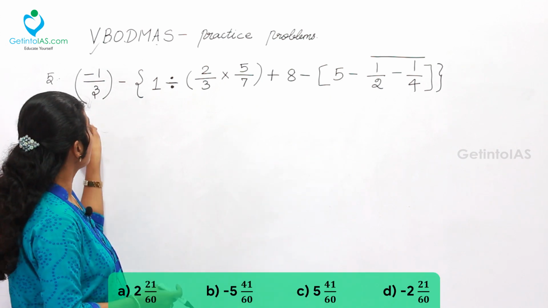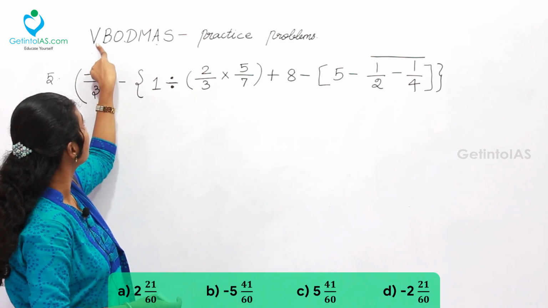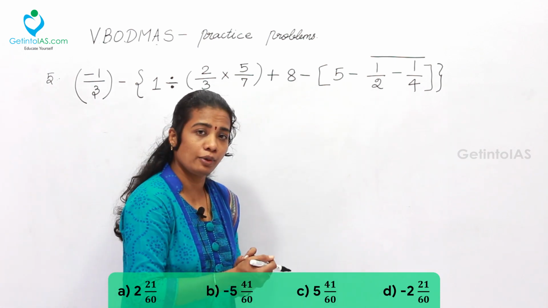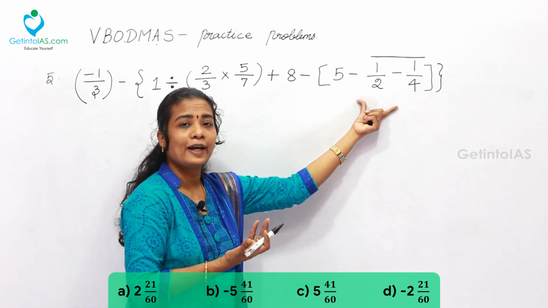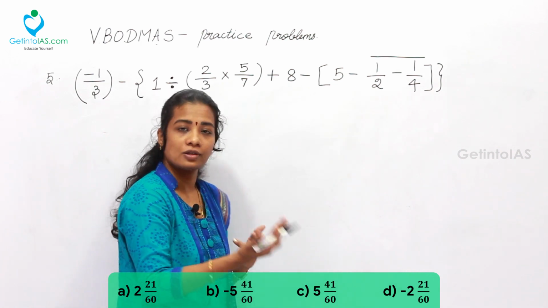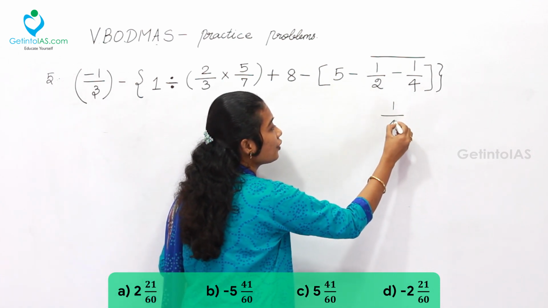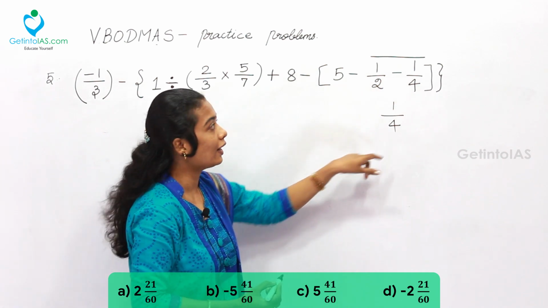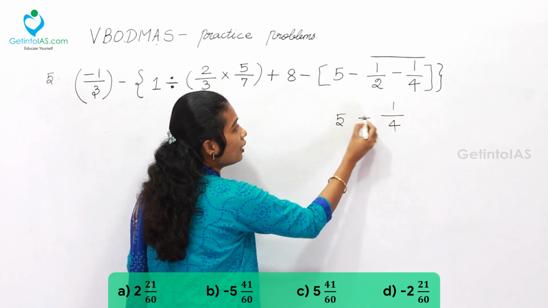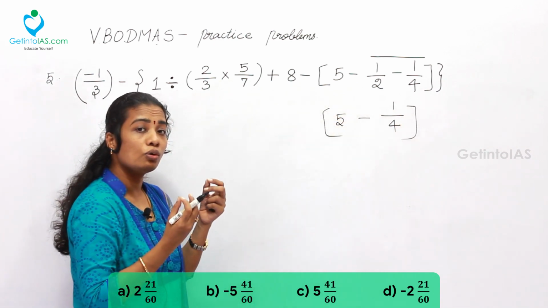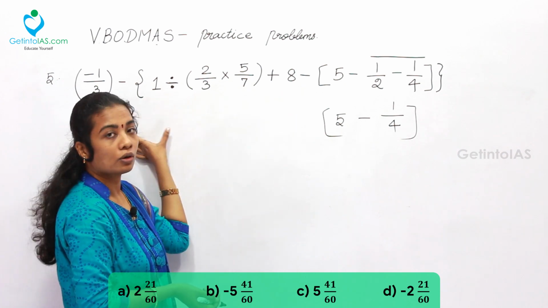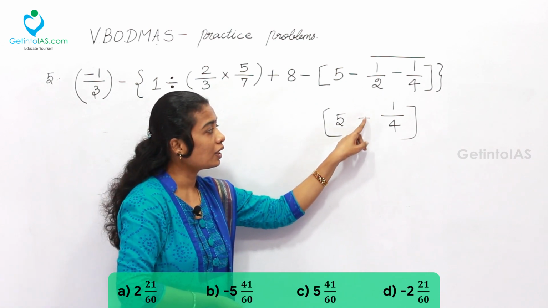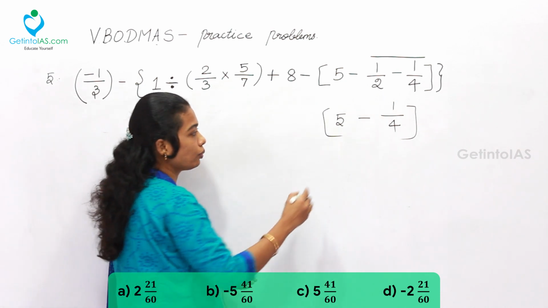The next problem. Here let's check for the vinculum first. Vinculum is presented over here, so let's solve this. What is 1 by 2 minus 1 by 4? If you are good at mental calculation, directly say 1 by 4, because half minus quarter is quarter. Or else you can take the LCM of the denominators, then do the subtraction. Here I got 1 by 4 directly. Then 5 minus 1 by 4 in the bracket. No other calculation, so no need to worry about the other parts. Only one more operation, directly you can do that. So 5 minus 1 by 4 is 4 3 by 4.